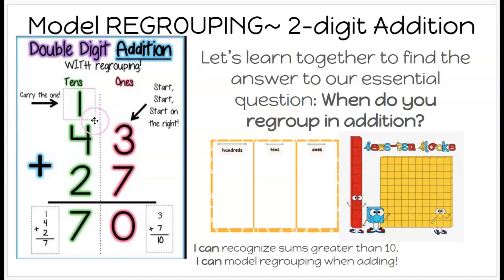So if you have your ones column and your tens column, you can only have one digit in each column. So the moment you start to add two numbers and you get a two-digit sum, that means that one of those digits is a 10 and the other is the ones. So let's take a look.